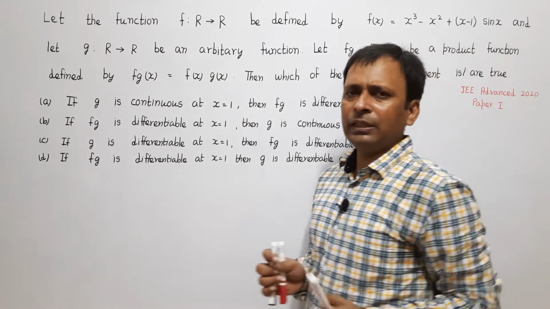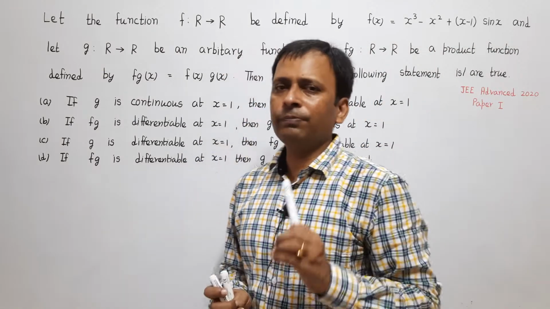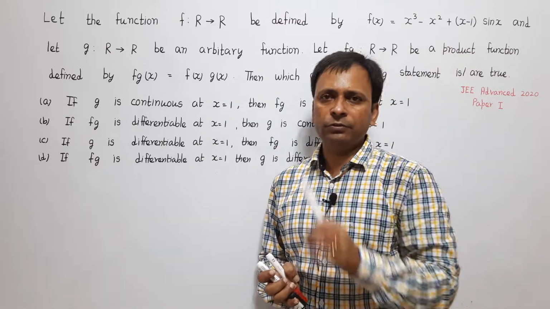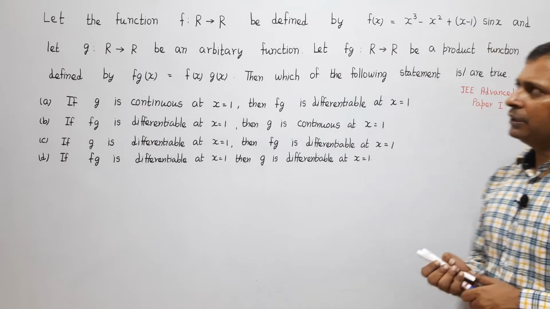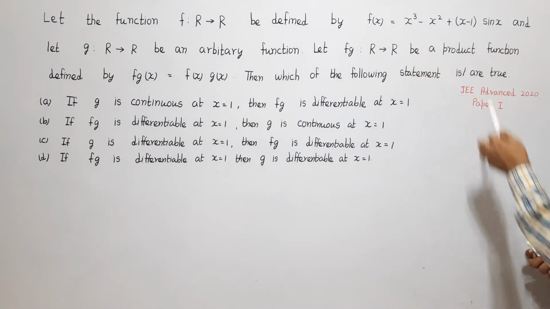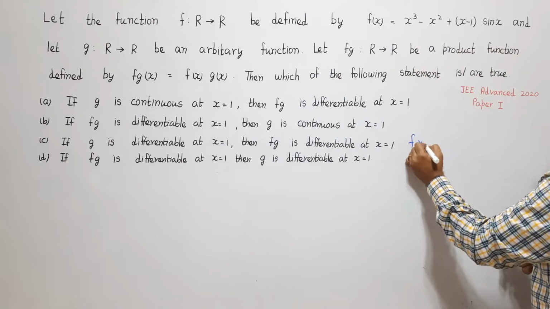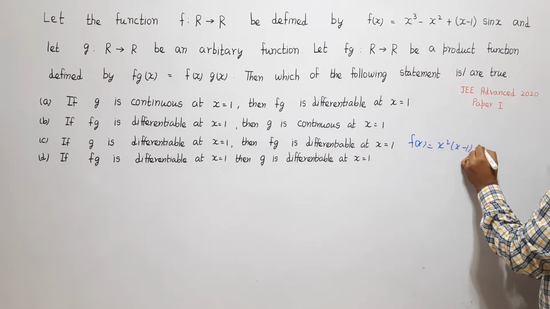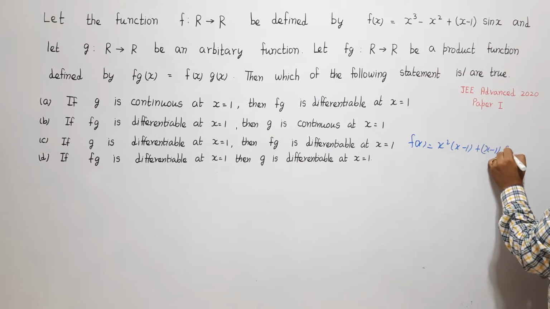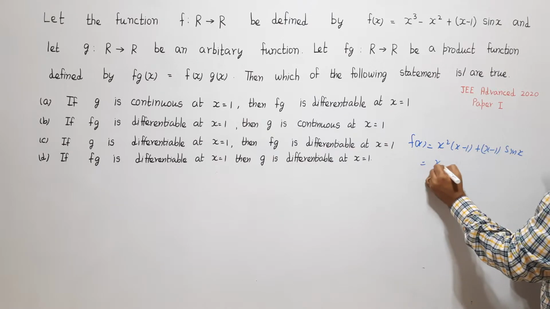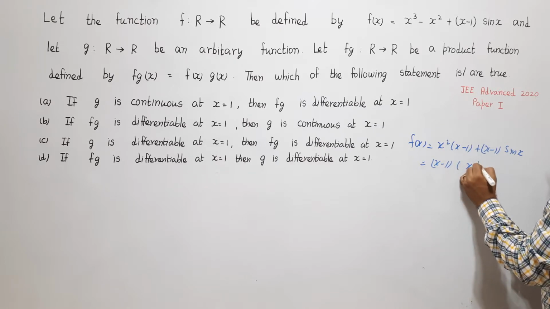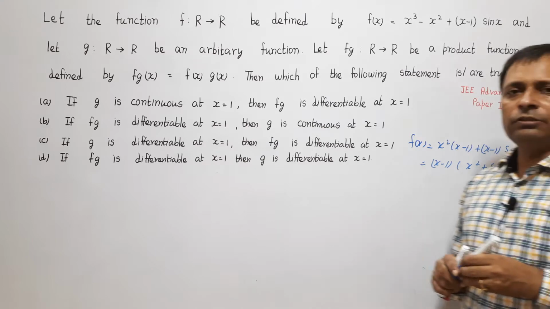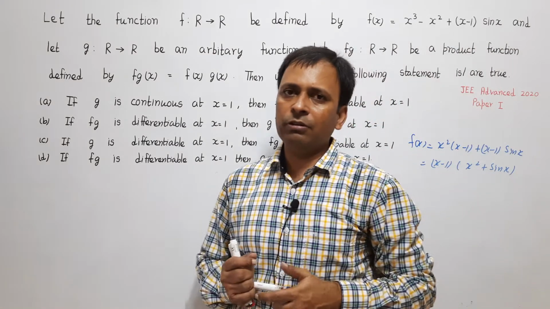Basically it's a very simple and straightforward problem if you have properly gone through the theory of continuity and differentiability. You can directly do this question. Otherwise, if I analyze this function, if I take x square common, I get x minus 1 plus x minus 1 multiplied by sine of x. So if I take x minus 1 common, I get x square plus sine of x. Now this function you can clearly see is continuous and differentiable for all values of x.